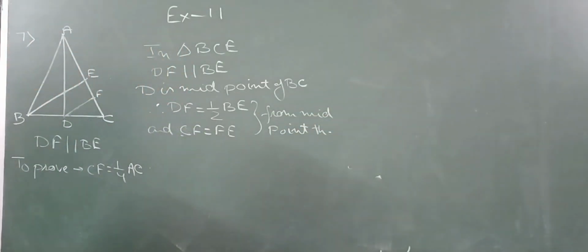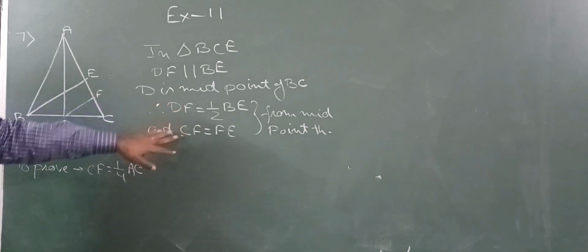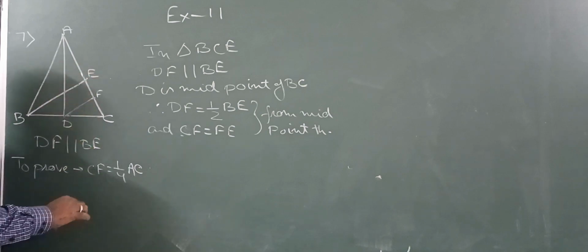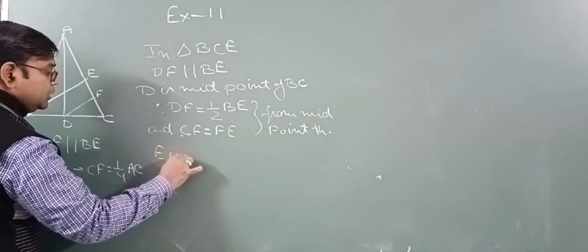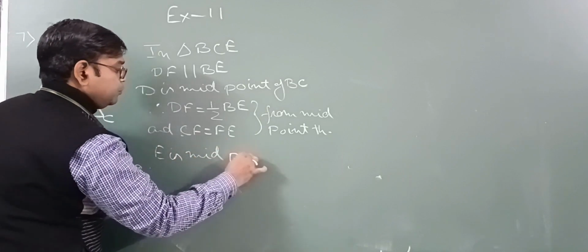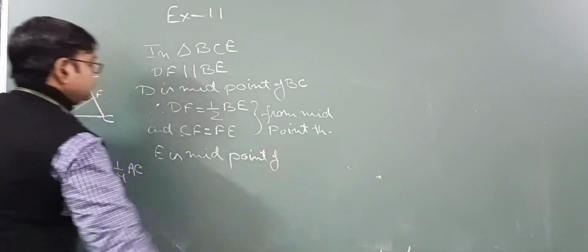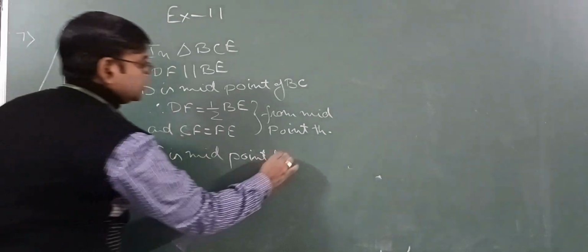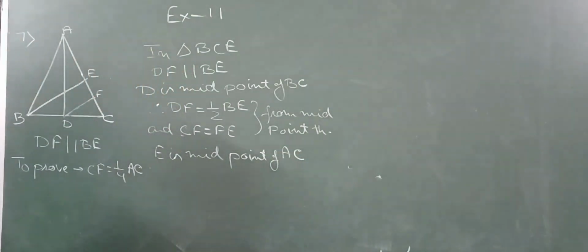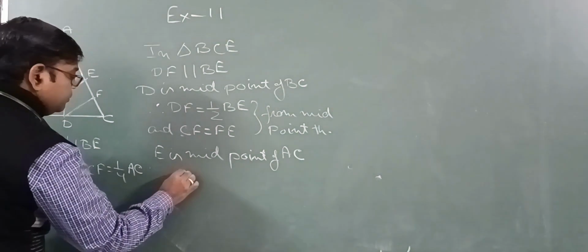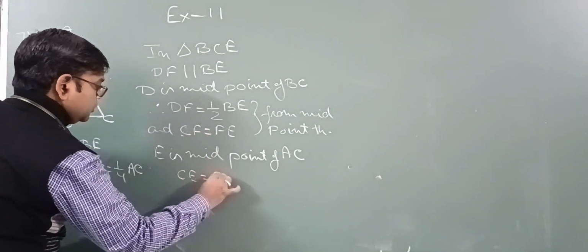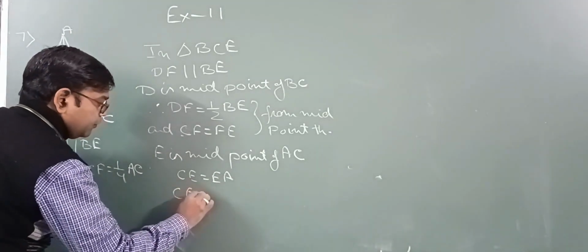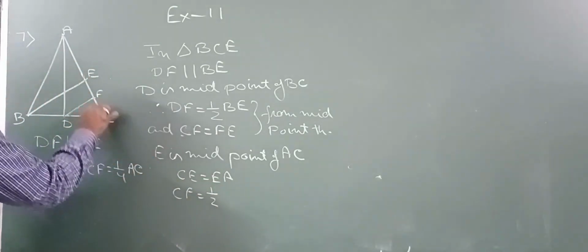From the midpoint theorem we can prove these two things: DF equals half of BC, and CF equals FE. Now again it is given in the question that E is the midpoint of AC. So what does it mean? It means that CE equals EA. Now here we can write CF equals half of CE.